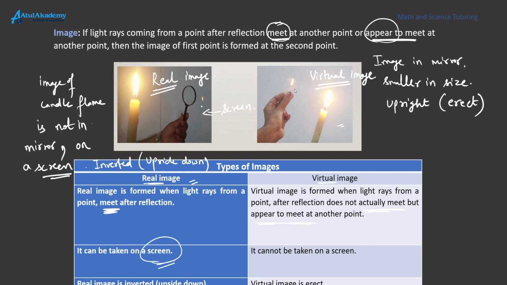You can see over here, we have produced it on a screen. Virtual images cannot be taken on a screen. The images that we get in convex mirror, the images that we get in plane mirror, if you see yourself in mirror, you cannot take your image from the mirror on a screen, plane mirror. So that type of image is called as virtual image. Real image is inverted, meaning it's upside down, ulta. Virtual images are erect. Erect means they're as straight or upright as this object is. Clear? The difference between real and virtual image?